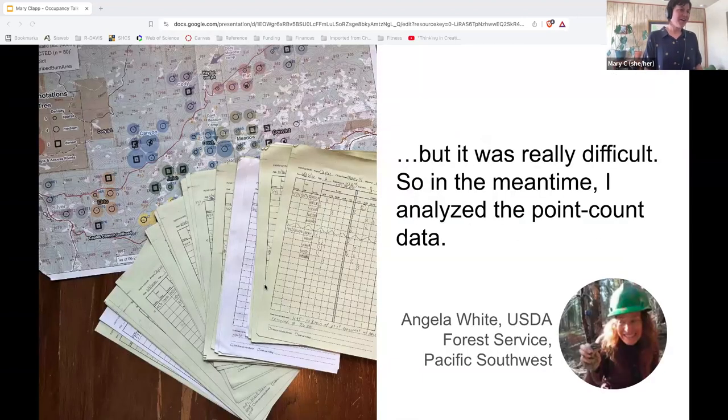So in the meantime, while we were meeting to figure that out, I analyzed the point count data by itself in a community occupancy model with my mentor, Angela White. And so now I'm just going to show you the results from this multi-year, multi-species model with the point count data only. So no machine learning data in this model.